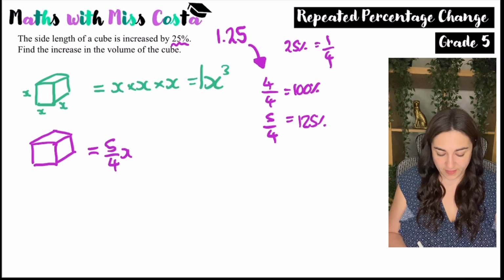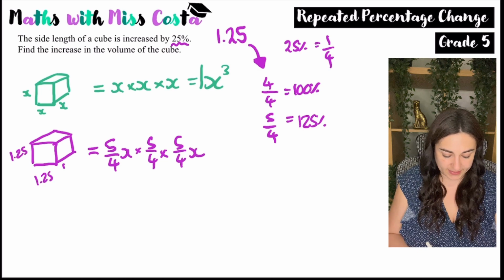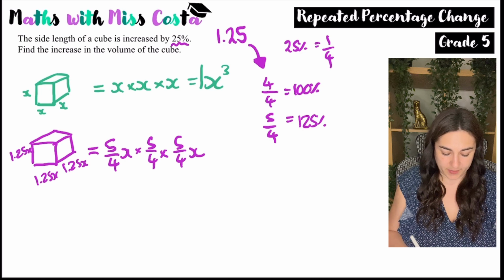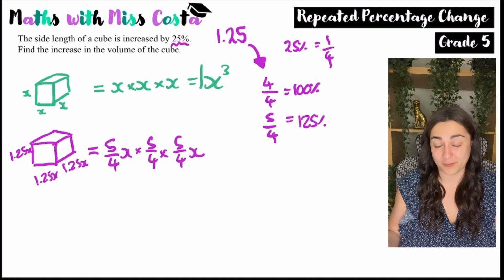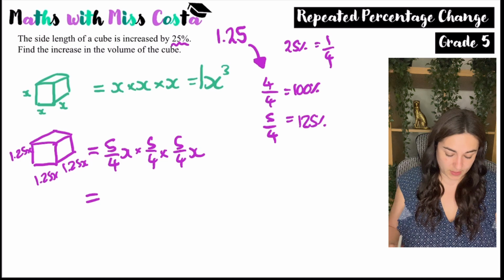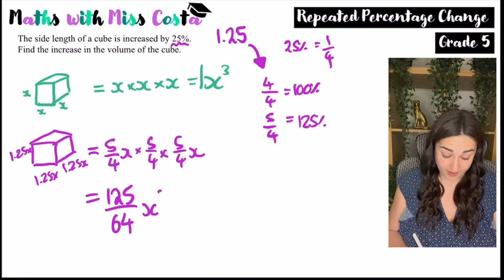So I could then say that would be 5 quarters x times by 5 quarters x times by 5 quarters x, because each side is going to be 1.25 lots of x. The reason I just did it as fractions is it's a lot easier to multiply 5 by 5 by 5 than it is 1.25 by 1.25. So 5 times 5 times 5 is 125. 4 times 4 times 4 is 64. So that would give me 125 over 64 x cubed.